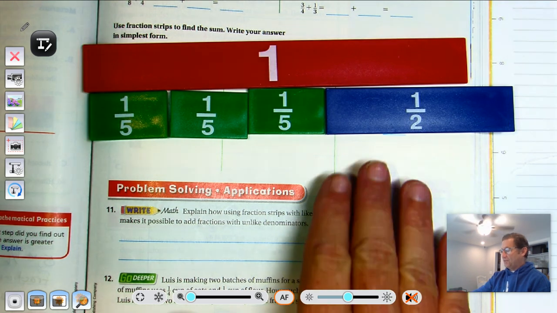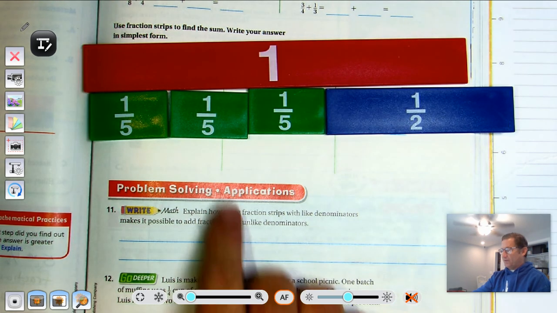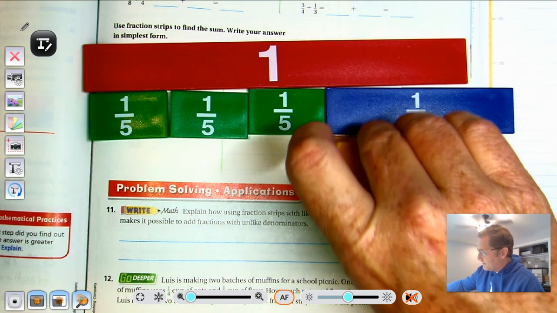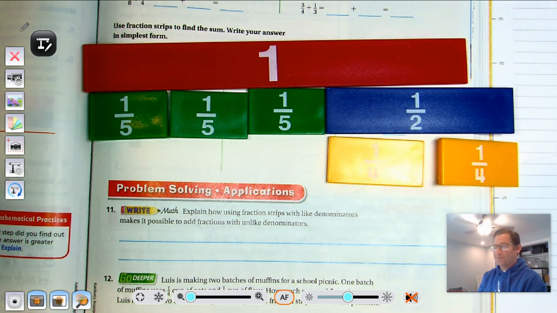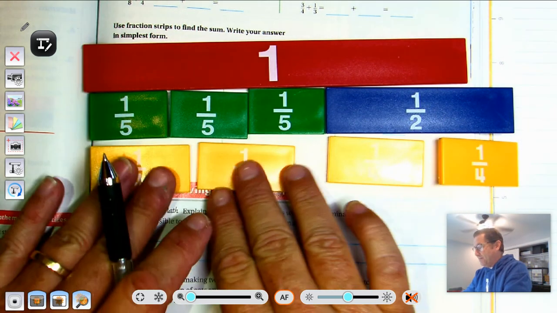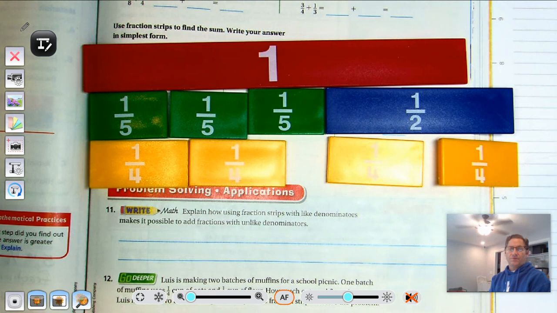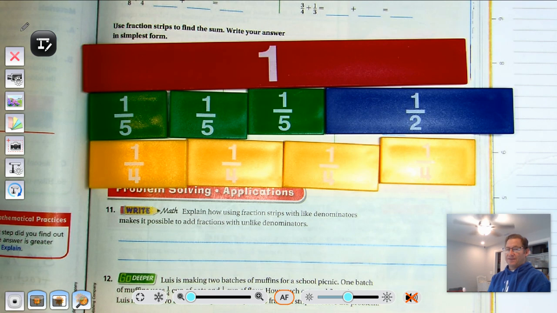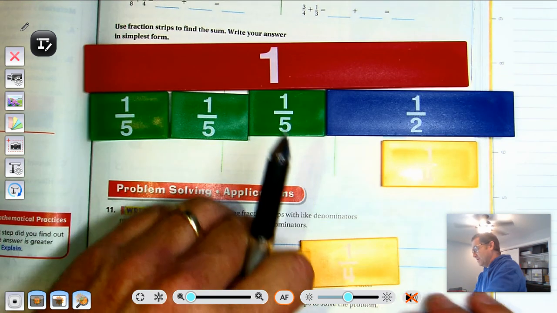Okay, it would take 2.5/5, but we can't cut the fifths in half as a fraction strip. So it's not fifths. I know fourths can be halves, but can I have 2/4 equal the 3/5? No. Because look at when I put all four together. That's less than one whole. So it's not fourths.